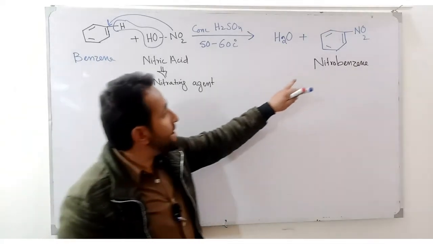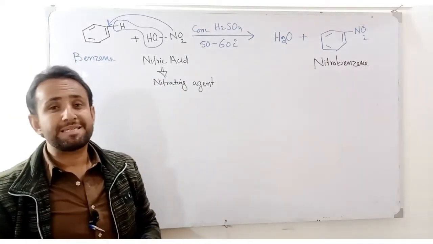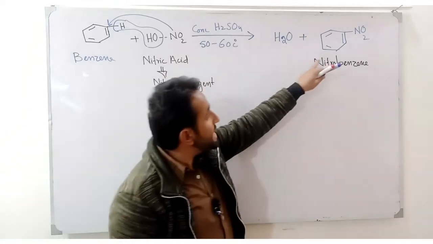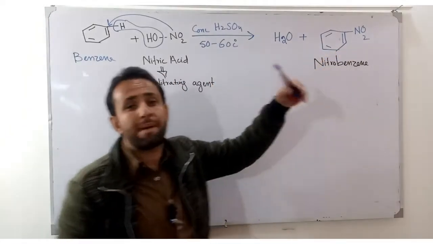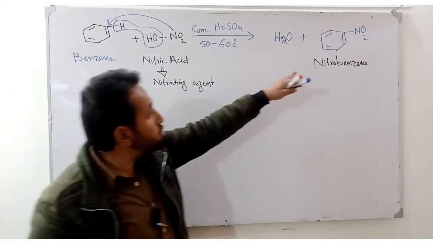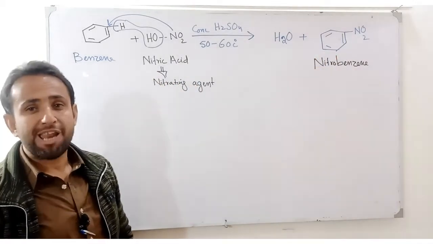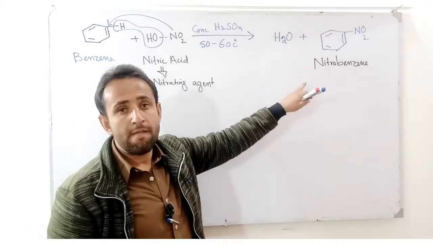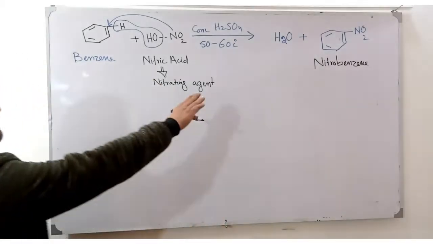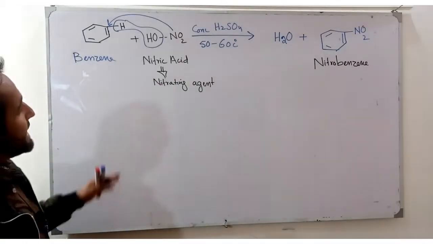What does nitrobenzene mean? Nitrobenzene means that when we add a nitro group to a benzene molecule, here you see that one nitro group is attached to the benzene molecule, so it becomes nitrobenzene. So this is the general reaction of nitration.